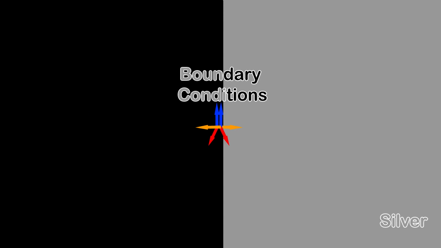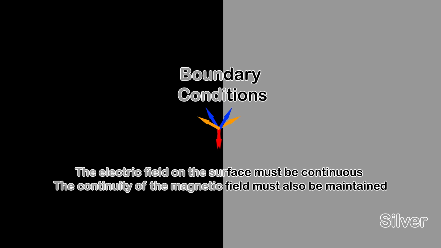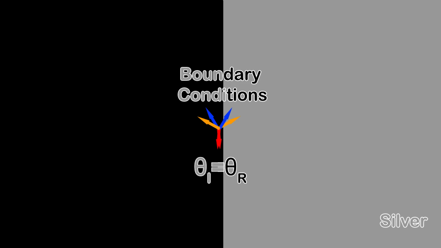To understand why reflection occurs at a specific angle, we need to examine boundary conditions. When electromagnetic waves hit a surface, the electric and magnetic field components must continue to satisfy certain conditions on that surface. The electric field on the surface must be continuous between the incident and reflected waves. The continuity of the magnetic field must also be maintained, which requires the alignment of wave vectors at specific angles. These conditions give rise to the law of reflection in optics. The angle of incidence of the incoming light is equal to the angle of reflection.